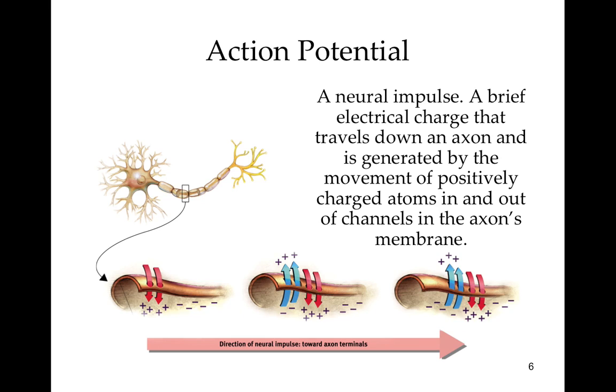So when we talk about the parts of the neuron, we talk about the axon and how there's an electrical charge that travels down the axon and how it's generated by the movement of positively charged atoms in and out of a channel's membrane, the axon's membrane. If you look at the surface of an axon, it's selectively permeable, and there is an exchange between the ions in and out of the surface of the membrane. And you can see the positively and negatively charged ions on the screen. So we're taking a look at a cross-section of the axon right here.